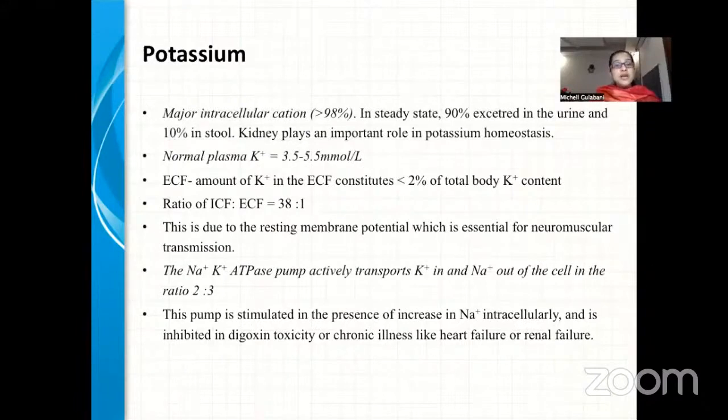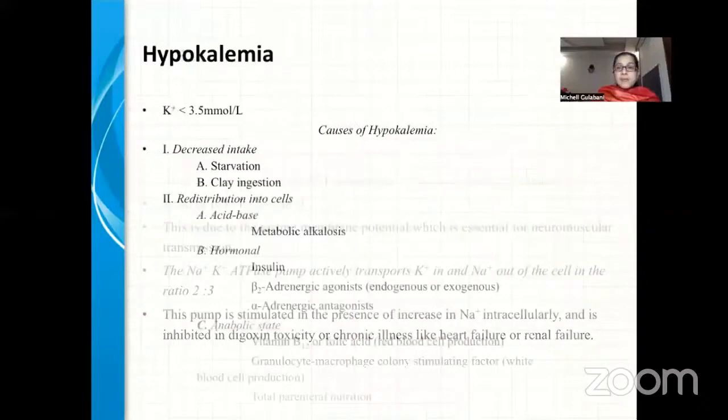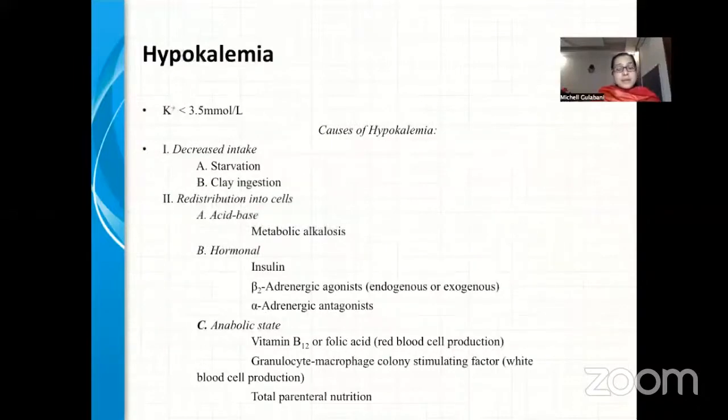So potassium is a major intracellular cation. More than 90% is intracellular. Normal value ranges from 3.5 to 5.5 millimole per liter. And the sodium potassium ATPase actively transports sodium out and potassium into the cell in the ratio of 2:3. Hypokalemia is defined as a potassium level of less than 3.5 millimole per liter, and the causes can be divided into decreased intake and redistribution into the cells.